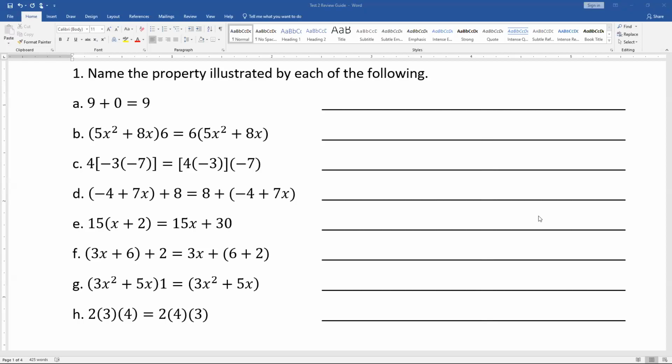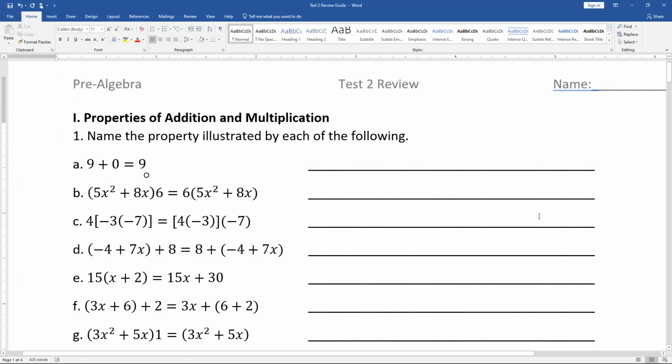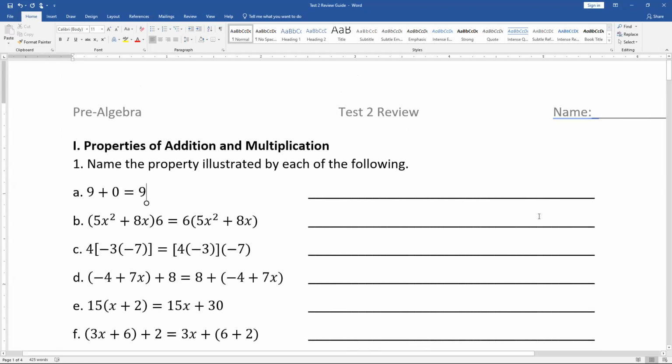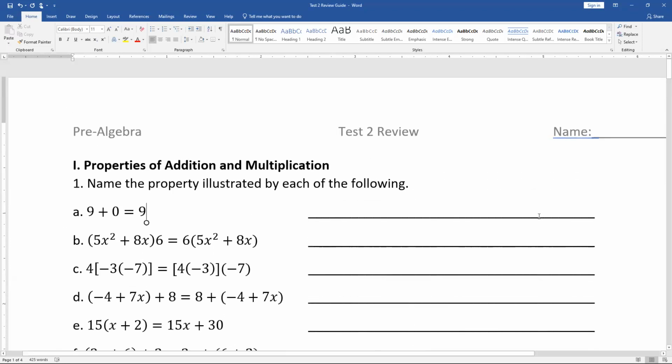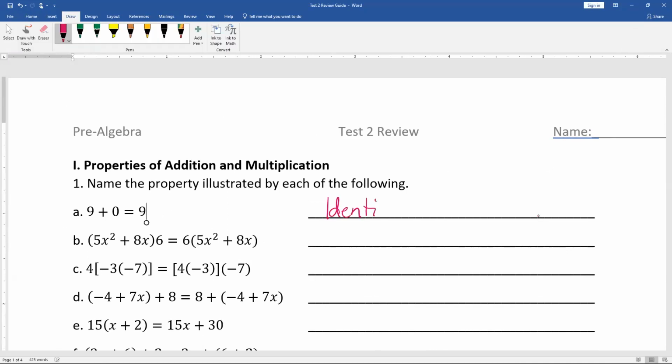So let's go ahead and start our test 2 review. The first part is properties of addition and multiplication. Name the property illustrated by each of the following. We know that any number with 0 added to it is the same value as that number. So this is the identity property of addition.